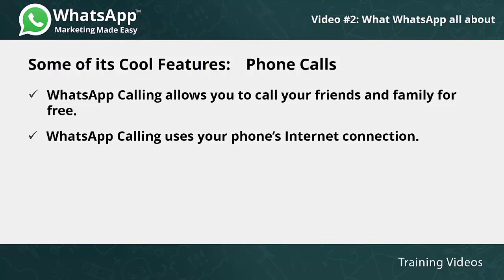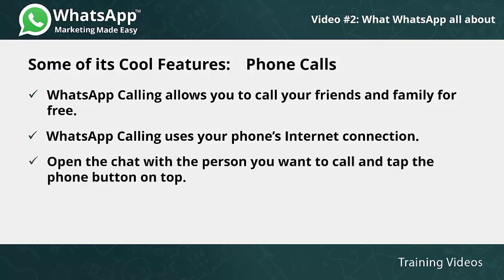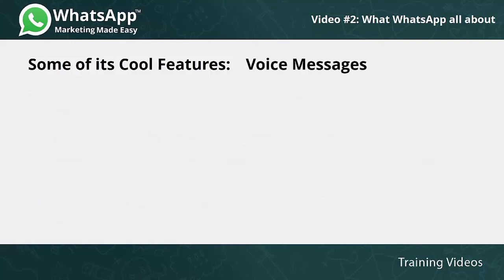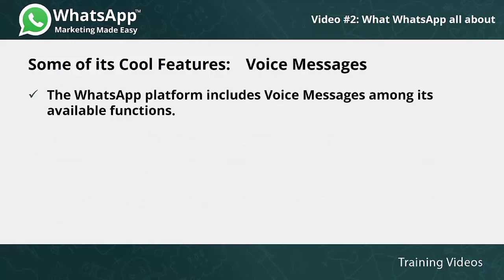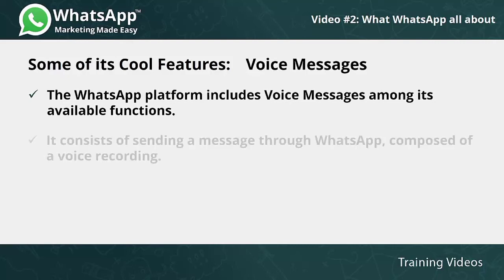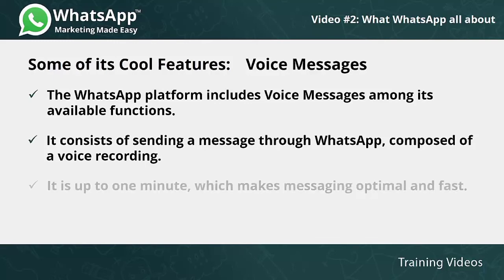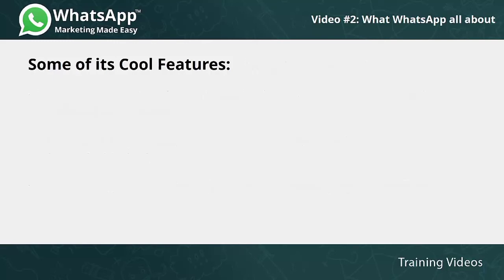To make a WhatsApp call, simply open the chat with the person you want to call and tap the phone button on top. When someone calls you, you will see an incoming WhatsApp call screen. You can tap and slide the green button to answer the call or slide the red button to decline the call. Voice messages. The WhatsApp platform includes voice messages among its available functions. It consists of sending a message through WhatsApp, composed of a voice recording. It is up to 1 minute, which makes messaging optimal and fast.